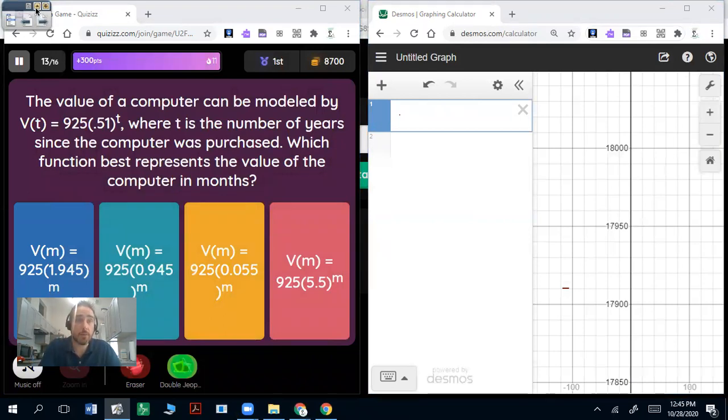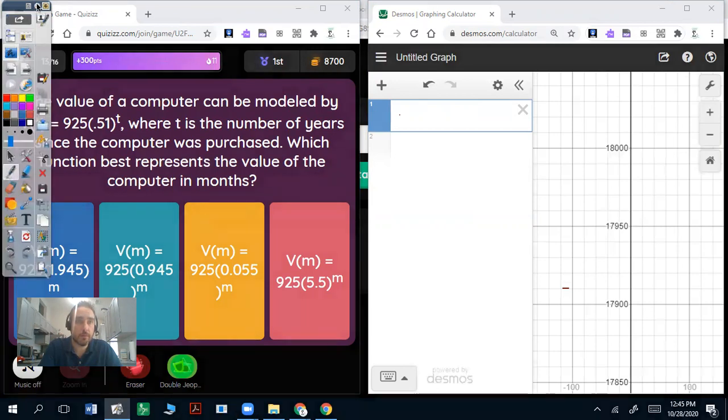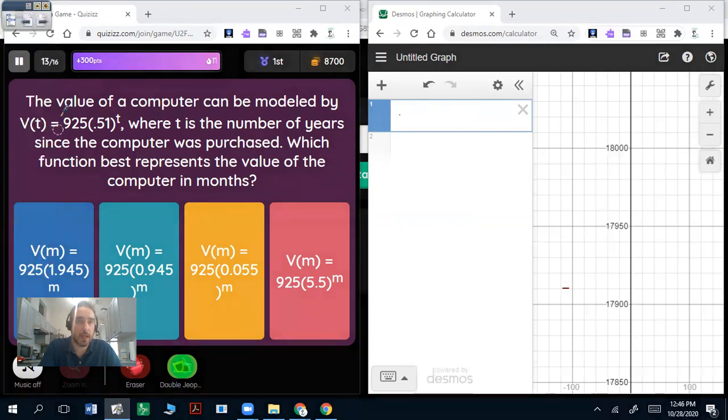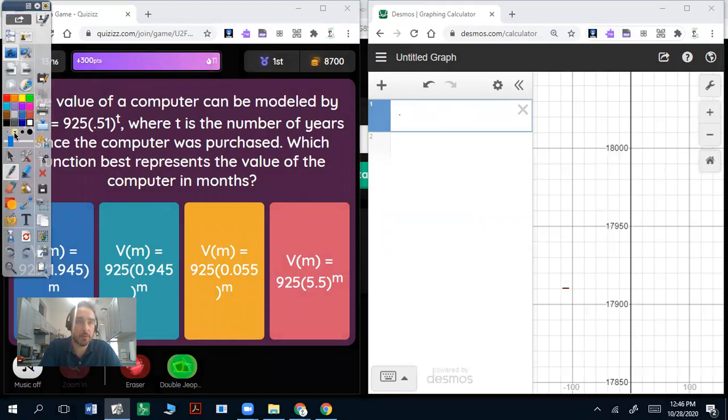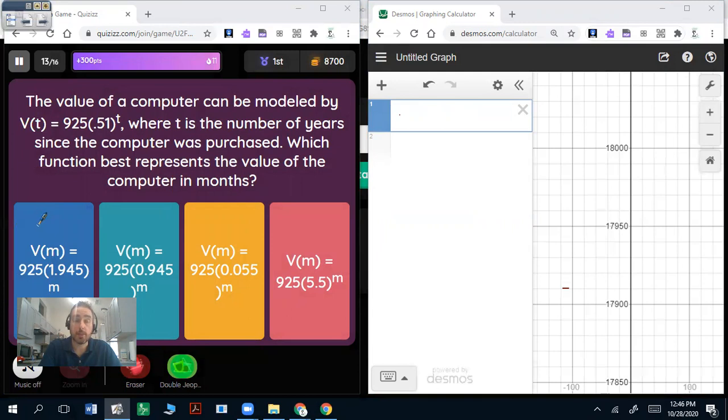The value of a computer is modeled by 925 times 0.51 to the T power, where T is the number of years since the computer was purchased. Which function best represents the value of the computer in months? It's all about that number, guys. Take your 0.51, raise it to the 1/12th power. That'll get your rate broken down into months.